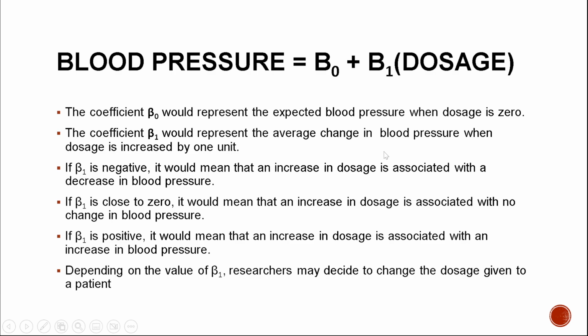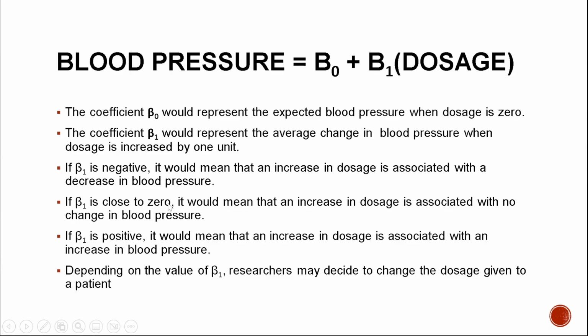Another example, blood pressure. So you would have beta 0 as your constant, and your B1 is the slope. Okay, so the dosage is your X, or your independent variable. So the coefficient of beta 0 would represent the expected blood pressure when dosage is 0. So that's just a straight line. The coefficient of beta 1 would represent the average change in blood pressure when dosage is increased by 1 unit. So blood pressure will increase when dosage is also increased.